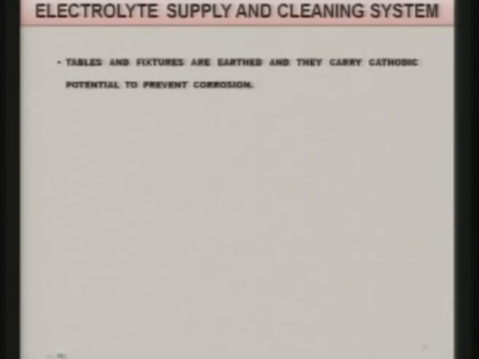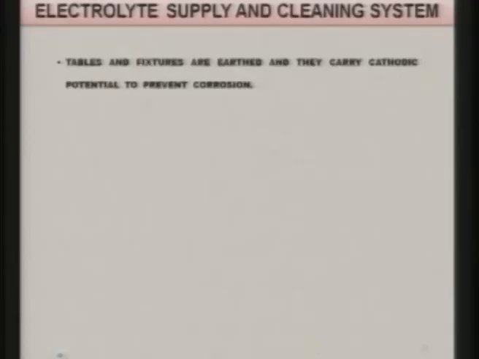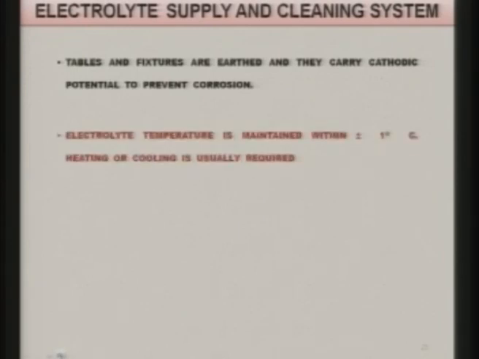Electrolyte supply and cleaning continues. Tables and fixtures are earthed and they carry cathodic potential to prevent corrosion. Again, this is very important. Safety of the operator is very important. So, tables and fixtures should always be earthed if they are metallic, and they should carry cathodic potential to prevent any kind of electrochemical dissolution of the tables or the fixture.